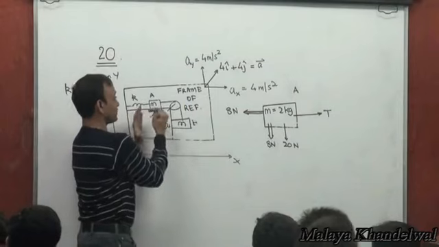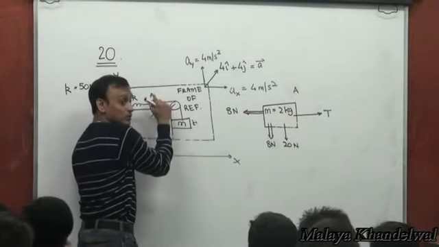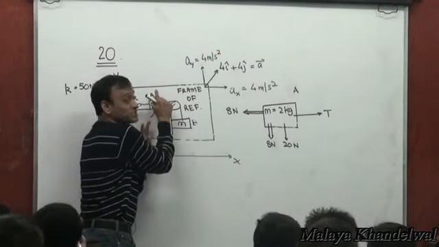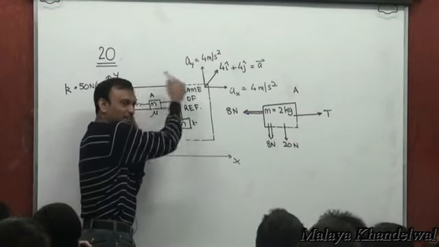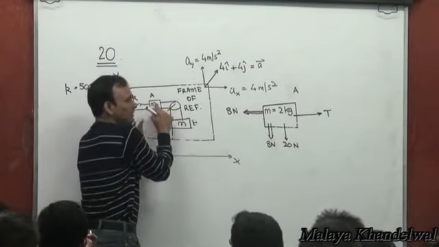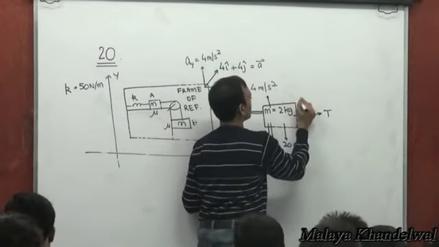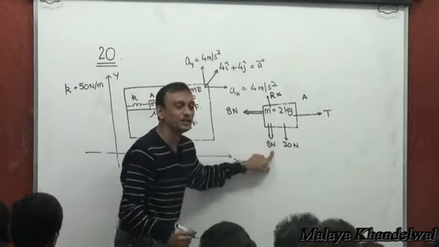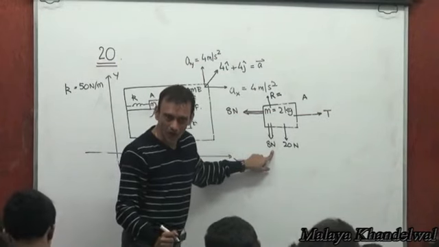In the ground frame, there is acceleration of this mass m. But in this frame, the acceleration of mass m in this direction is 0. So in this frame, there is no acceleration of the mass m in this direction. So the normal reaction R must be 28 newtons. Yes or no?